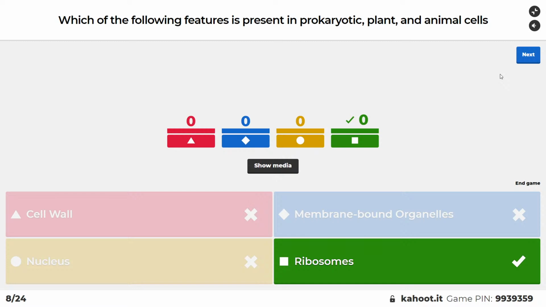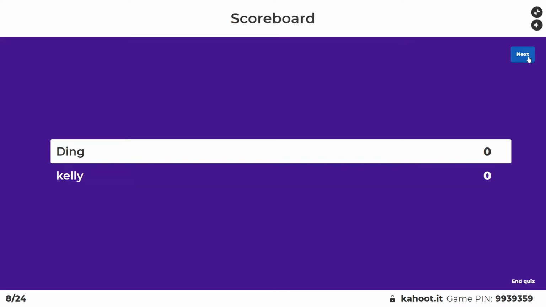Prokaryotic cells aren't that sophisticated. They don't have membrane-bound organelles or the nucleus. So the only thing they have in common is ribosomes. It makes sense. Otherwise, they wouldn't be able to live, because of proteins and other stuff that ribosomes make. All right, next question.